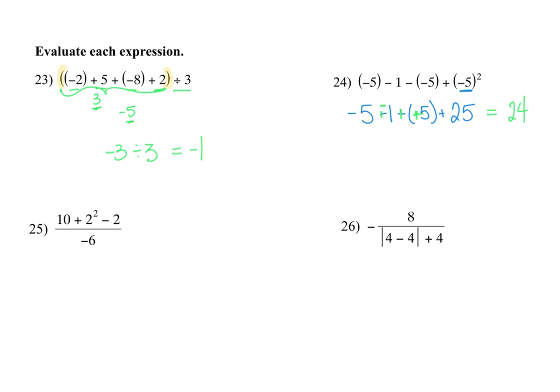I don't have any visible groupings on the next one, but what do I have? I have a division line, so this is automatically grouped before I do that division. Within that, I have an exponent. 2 squared is 4. Then I'm going to do that addition and subtraction. I have 14 minus 2 gives me 12 on top. That's being divided by -6. +12 divided by -6 is -2.